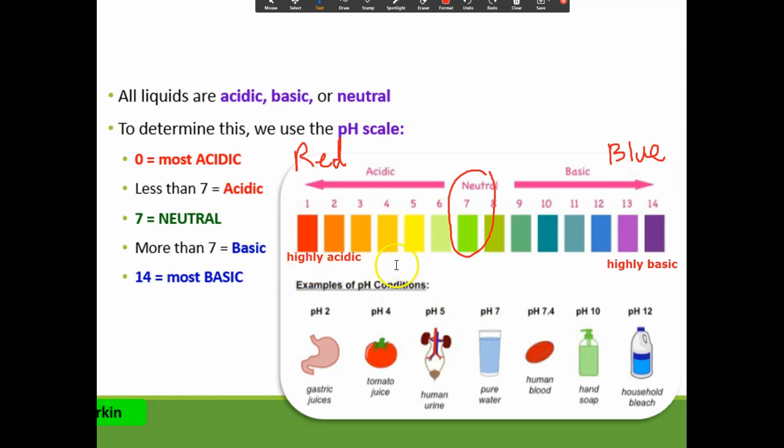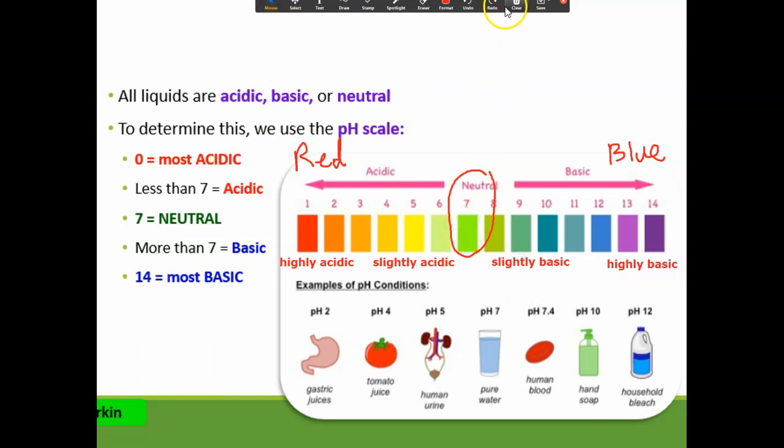Once you get to these 4, 5, and 6 range, these ones become only slightly acidic. These are things that we can actually eat if they're not toxic. So tomato juice is slightly acidic, but we can actually eat it. It's not going to burn a hole through our esophagus. And over here, this is slightly basic. So 8, 9, and 10 will be slightly basic. And again, in the center, we have neutral, which is just pure water.